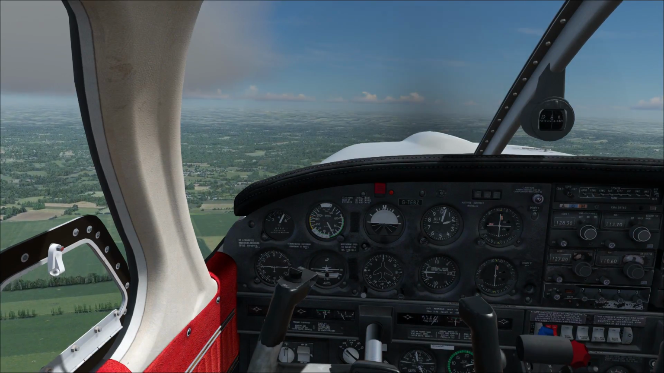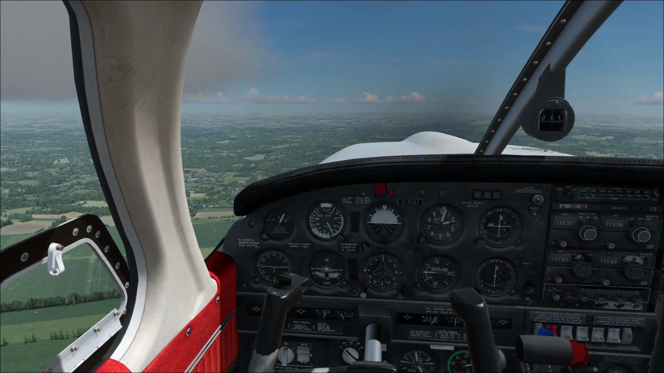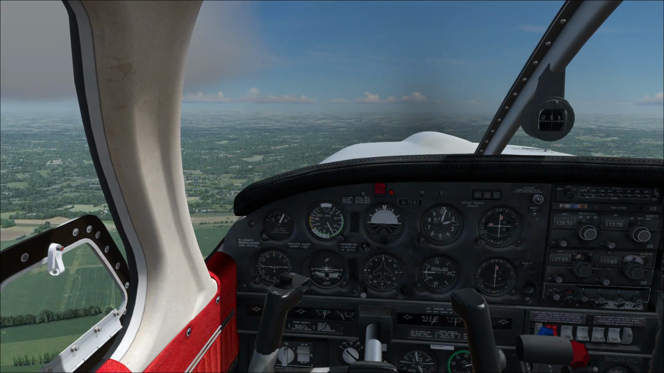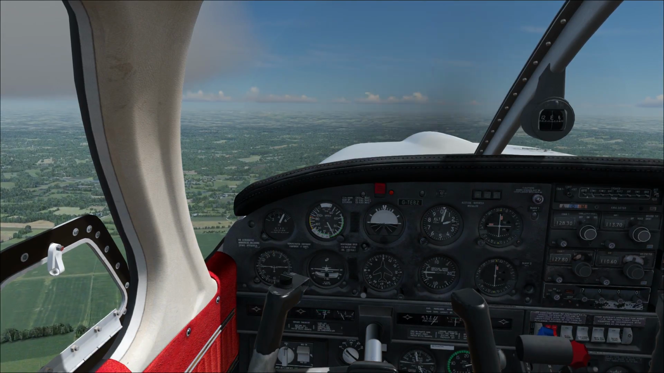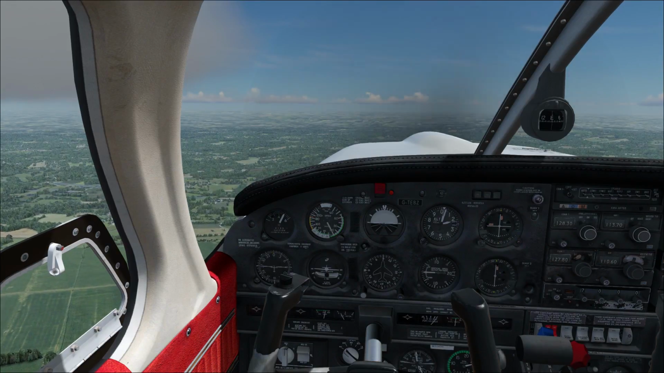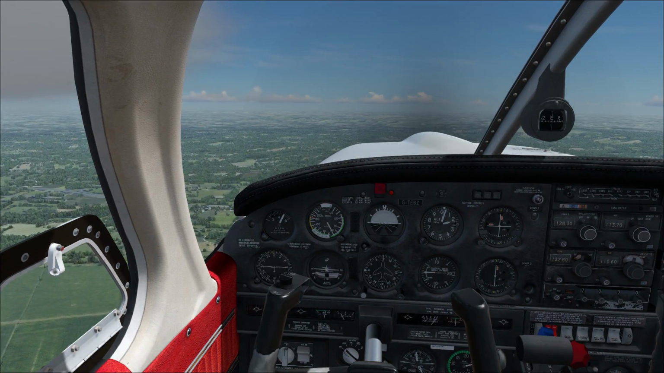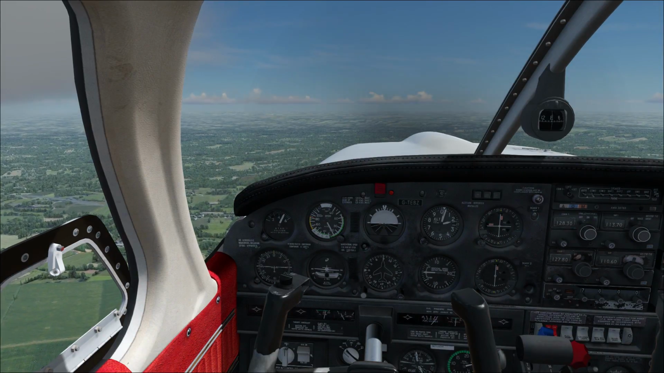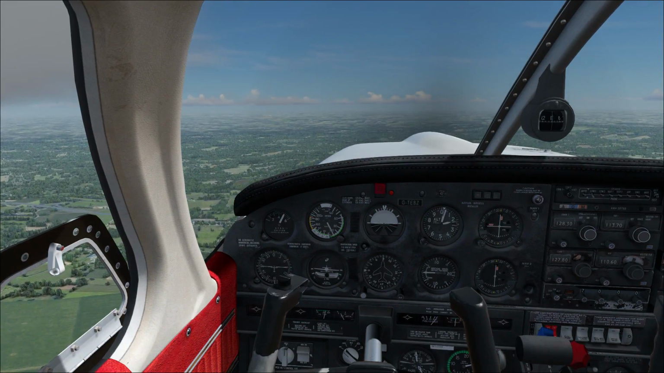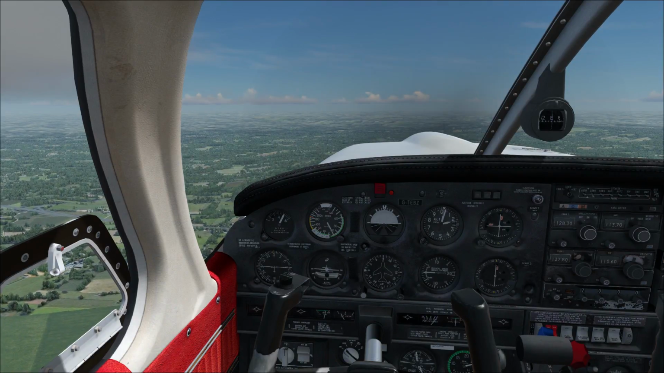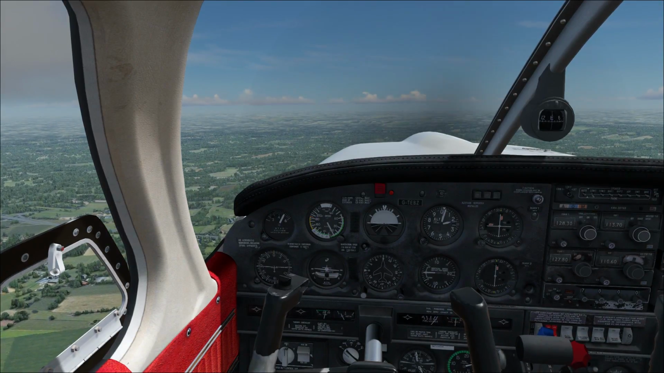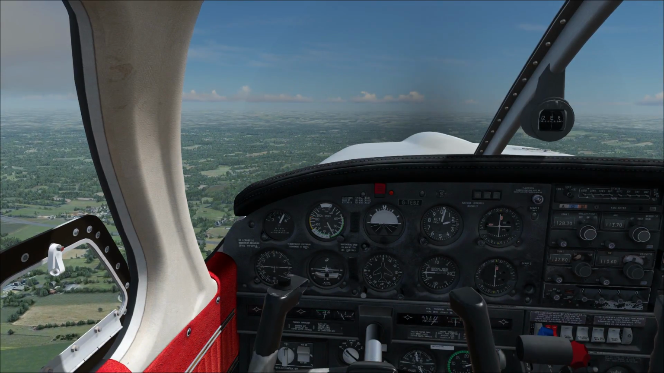But at the same time, you've reduced the lift component on your aircraft. So that means you need to add elevator into your turn to maintain the height, or you need to add power into your turn. So you can either add elevator in, or you can add power in. One or the other. So that's a little bit to remember about turns.